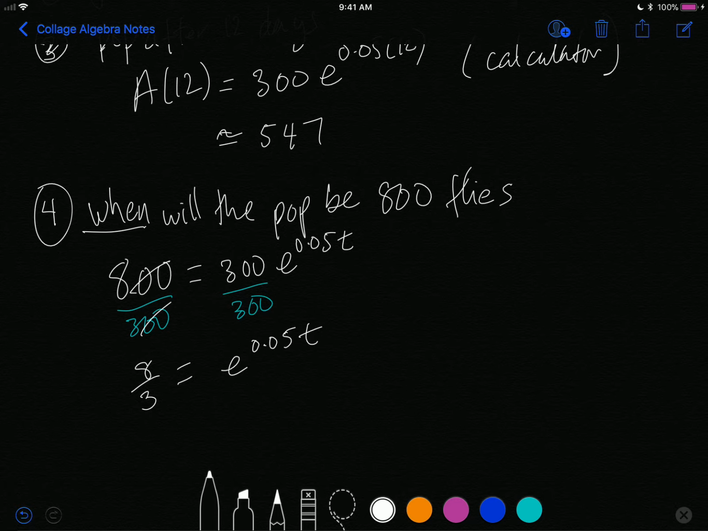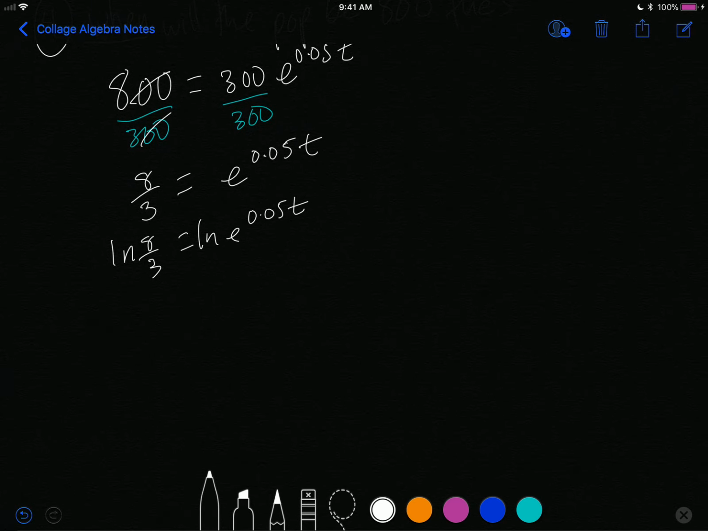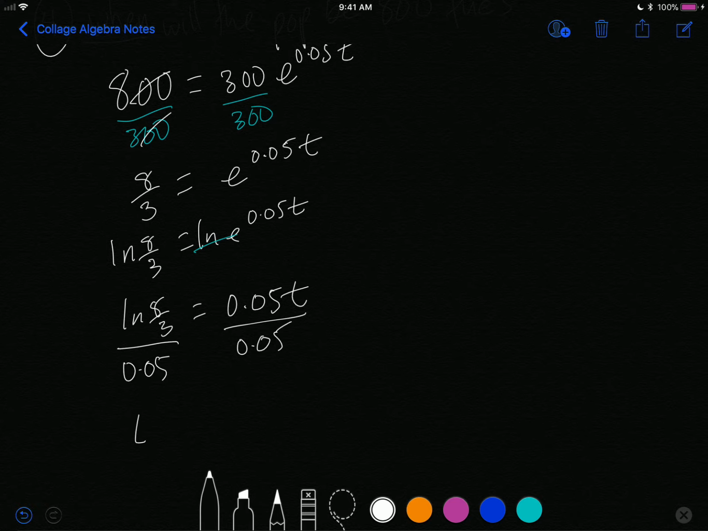Now I cannot make the bases the same, so to cancel the e, I take ln on both sides. The ln and the e will cancel out, and so that leaves me ln of 8/3 is equal to 0.05t, and of course that tells me I can divide to find t. When I plug that into my calculator, t is about 19.6 days. And that's approximate. Just like that.